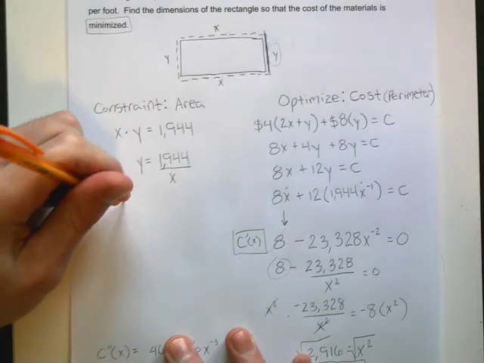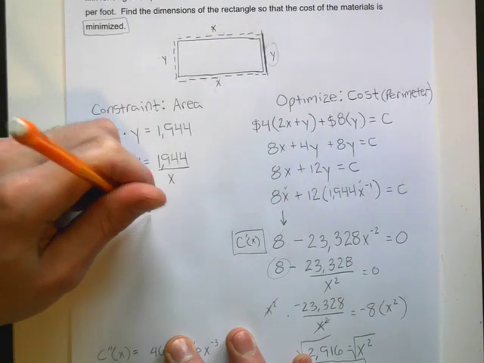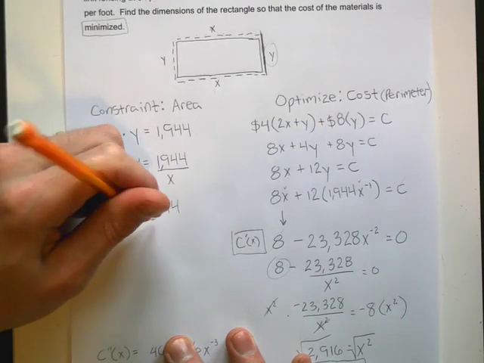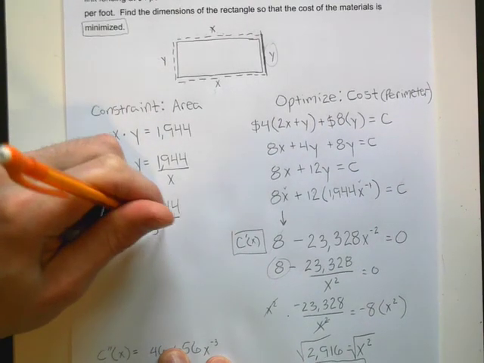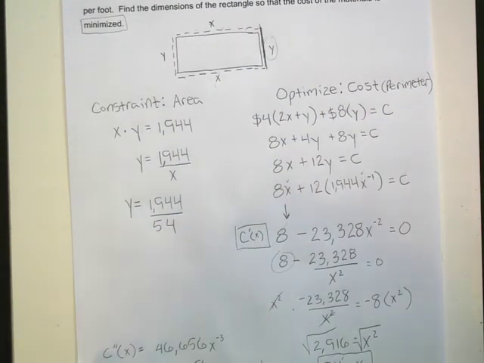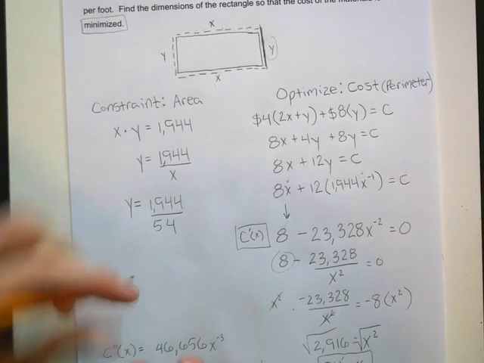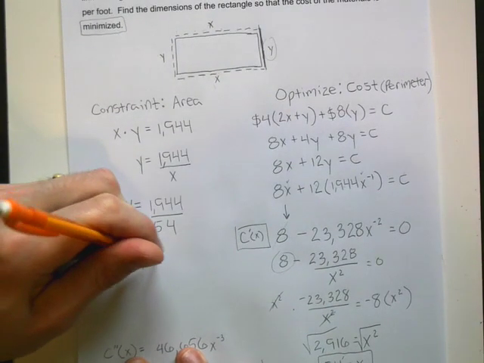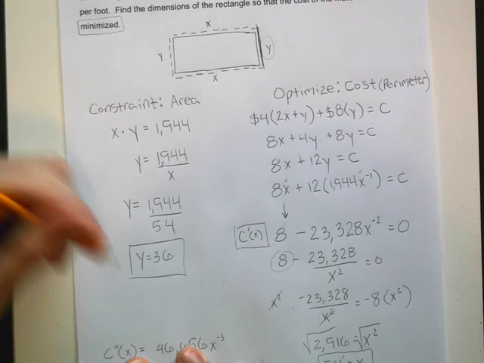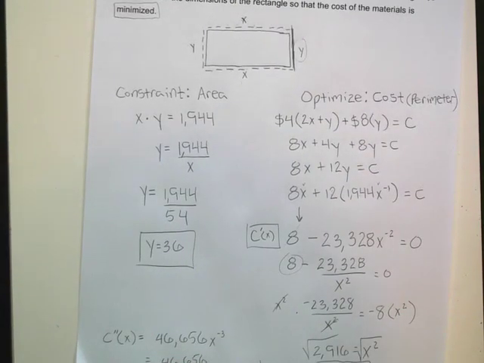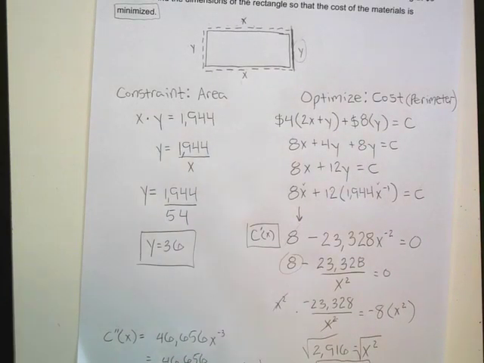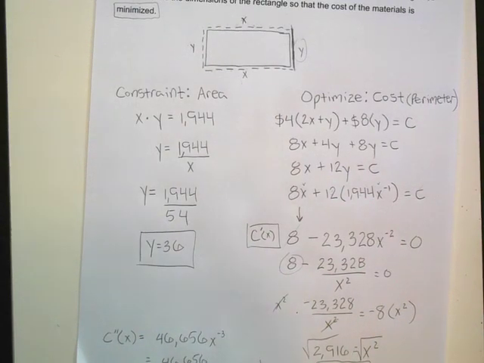In order to find what y is, like we've done on all these problems in the past, all I need to do is this one last step: divide 1944 by 54. I'm going to have to do that in my calculator. 1944 divided by 54 is equal to 36. So there are the dimensions of your perimeter for your fencing. Go to example 2, and I'll do one more of these with you.